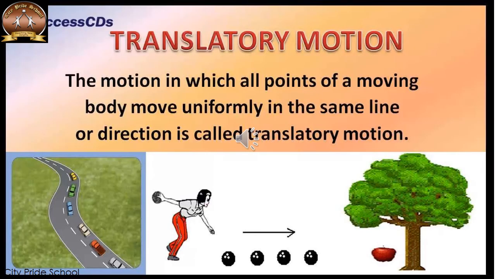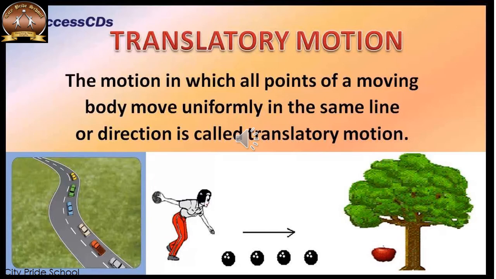Okay. So now translatory motion is the motion in which all the points of a moving body move uniformly in the same line or direction. Okay, you can see this person here throwing a ball. So when you see that each part of the substance or the material that is moving moves uniformly in the same direction, then it is termed as translatory motion.